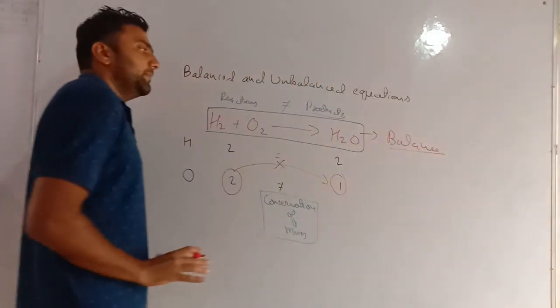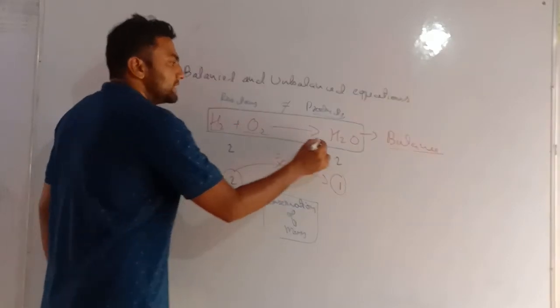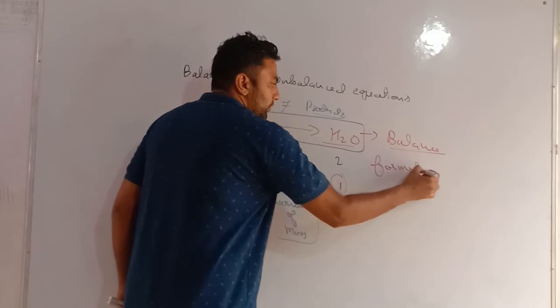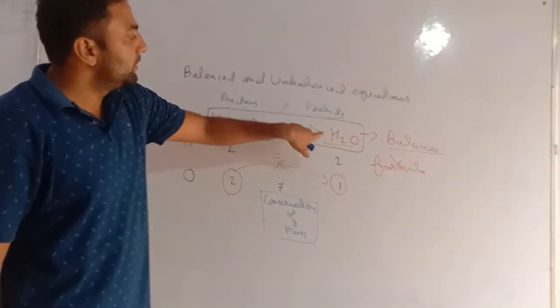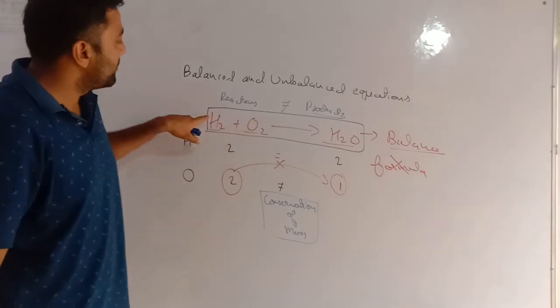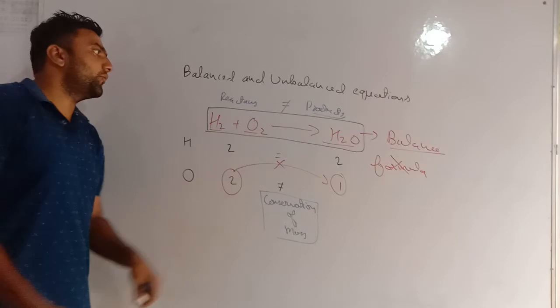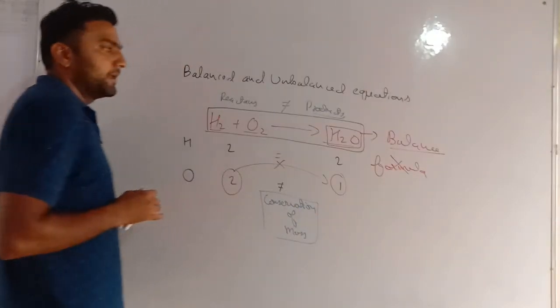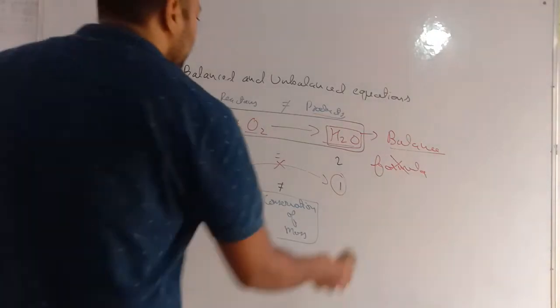How can we balance it? Very important: while balancing, I cannot change the formulas. If you are balancing, you cannot change the formulas. You can just put positive integers in the front of formulas. I cannot alter or change the formula. So any unbalanced equation I need to balance.